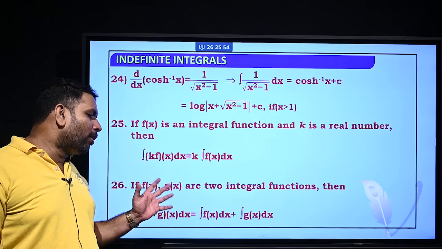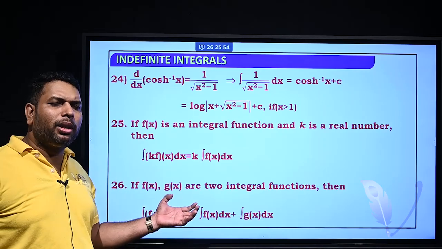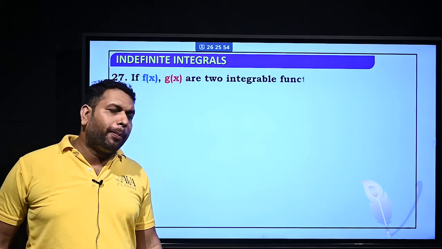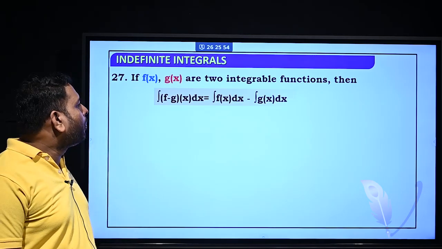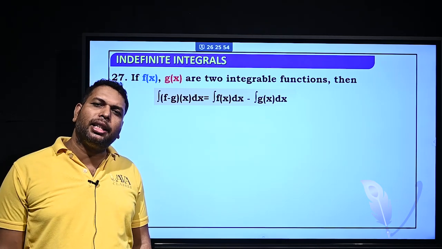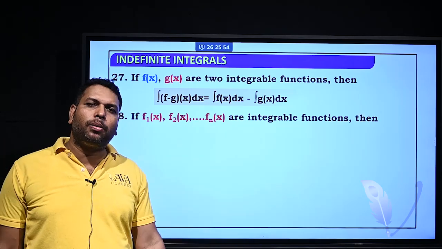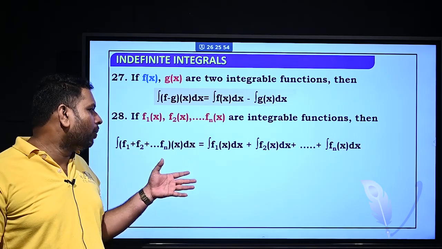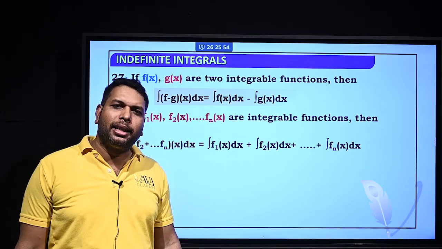Again, derivative of f(x) plus g(x) equals derivative of f(x) plus derivative of g(x). So integration of f(x) plus g(x) is integration of f(x) plus integration of g(x). Okay. Now, if f(x) and g(x) are two integrable functions, then integration of f minus g (x) dx equals integration f(x) dx minus integration g(x) dx. If f1(x), f2(x), fn(x) are integrable functions, then integration of f1 plus f2 up to fn (x) dx equals integration f1(x) plus integration f2(x) plus integration fn(x) dx.